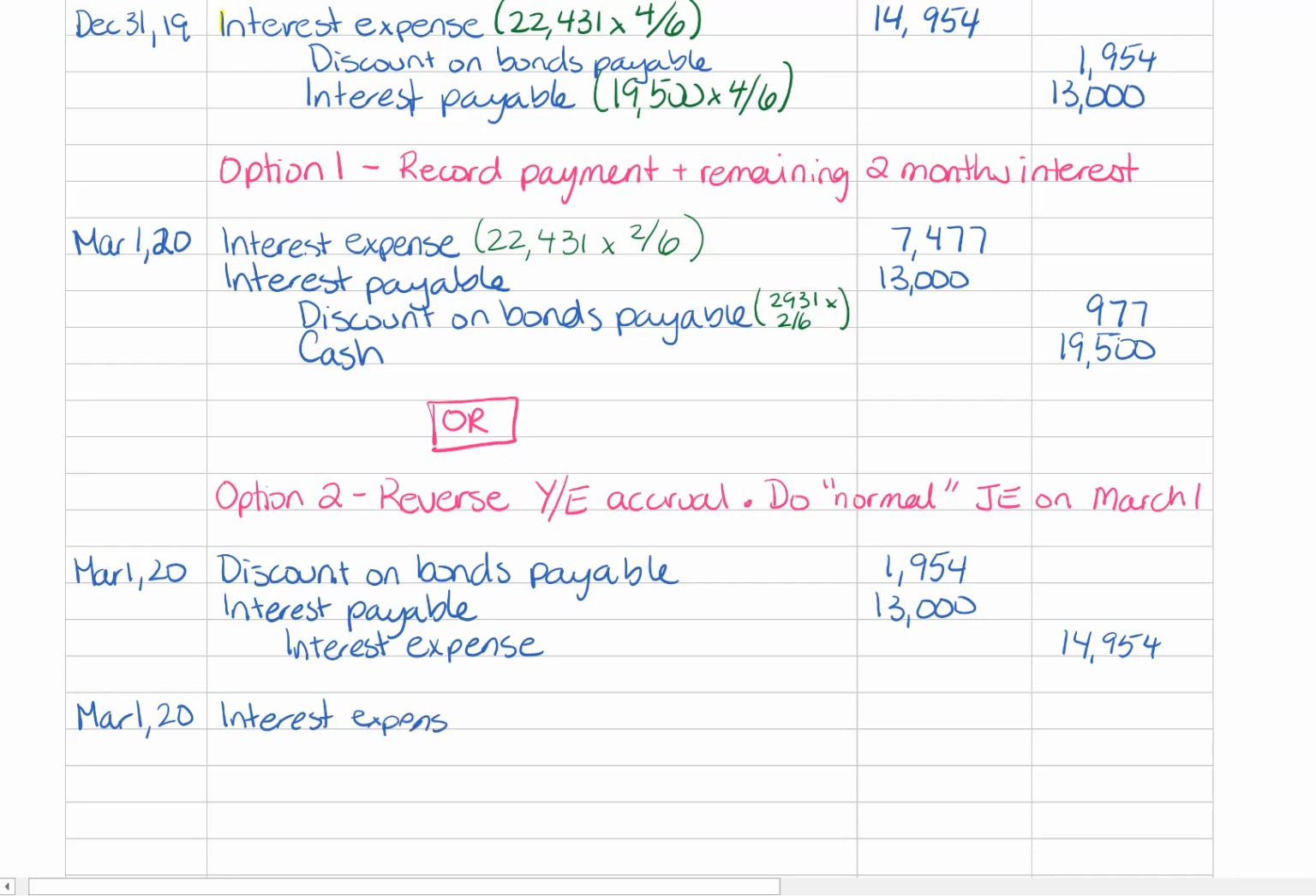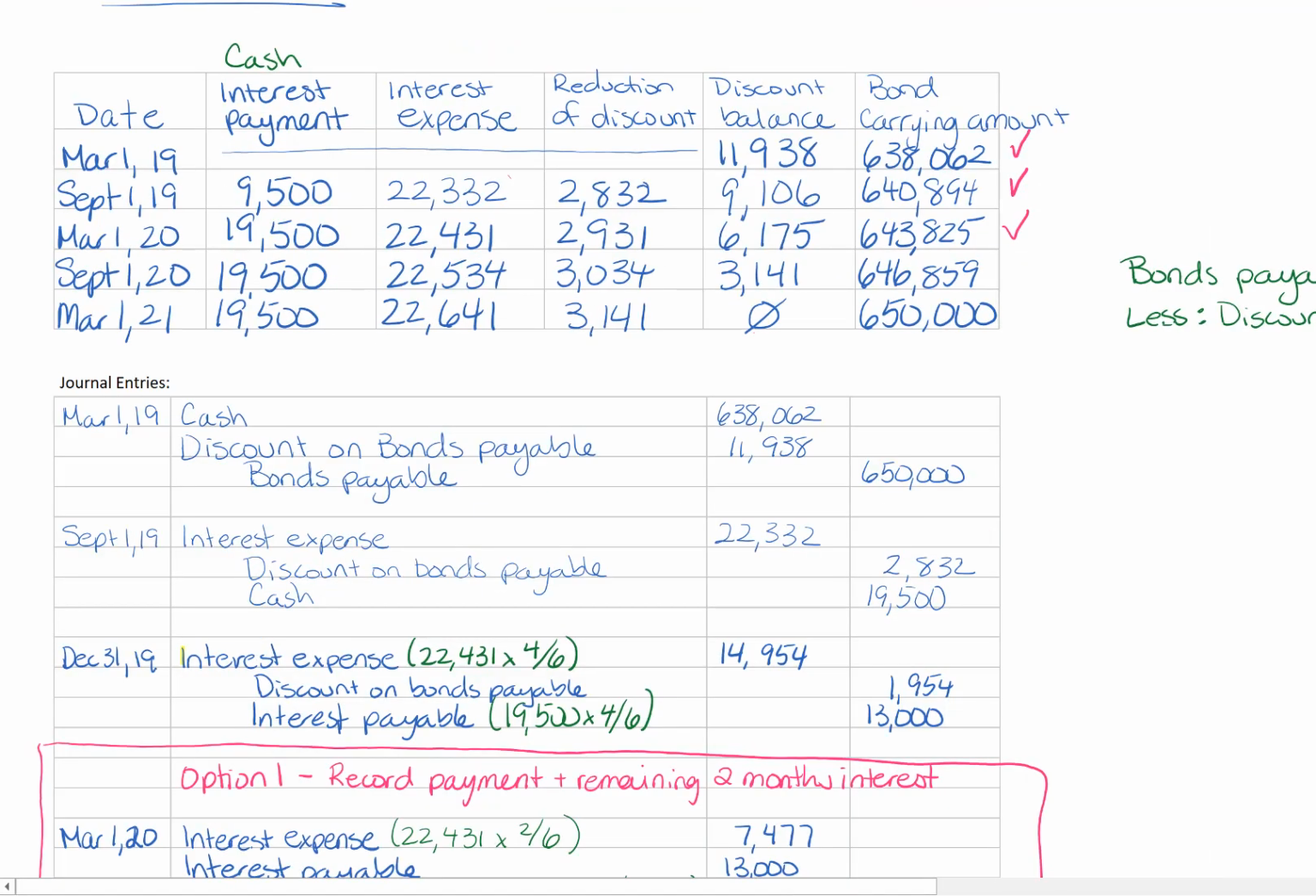So debit interest expense 22,431, credit discount on bonds payable 2,931, and credit cash 19,500. And now we can move down the table and do our September 1st, 2020 journal entry. And again, there's no year end between March 1st and September 1st. This is going to be a regular old interest expense journal entry.